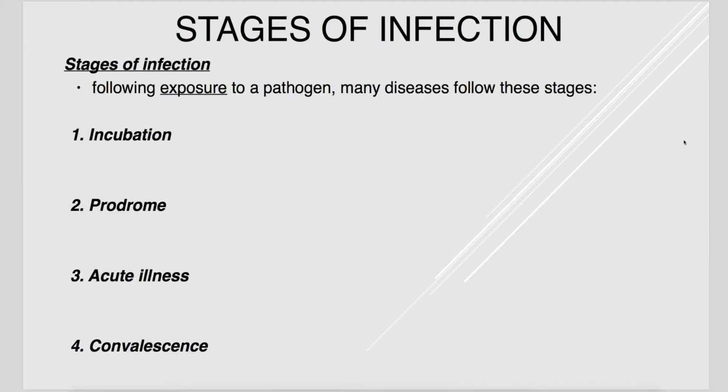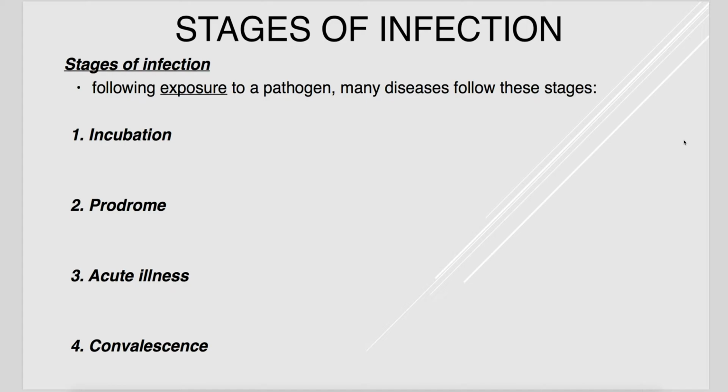Okay, so the stages of infection: after you're exposed to a pathogen and it starts to grow, infection is typically going to follow these four stages. So the first one is the incubation period. This is where you don't have any signs or symptoms. The pathogens are starting to grow and they're getting ready to spread.